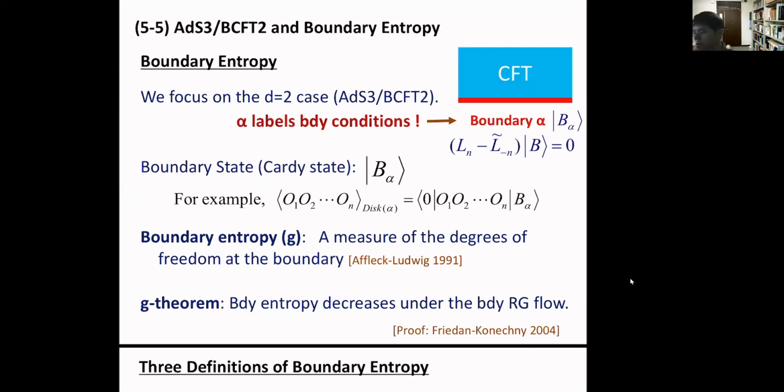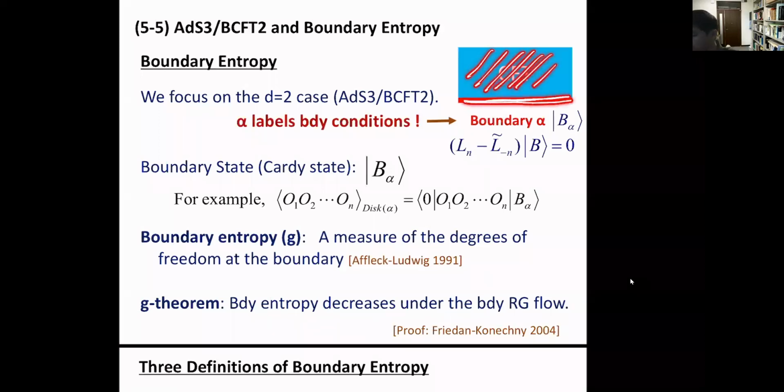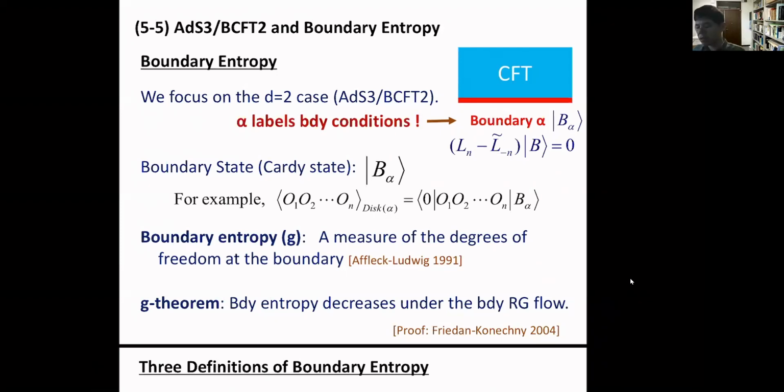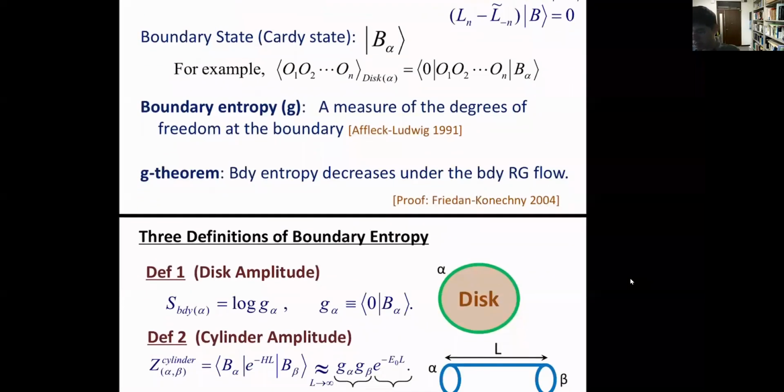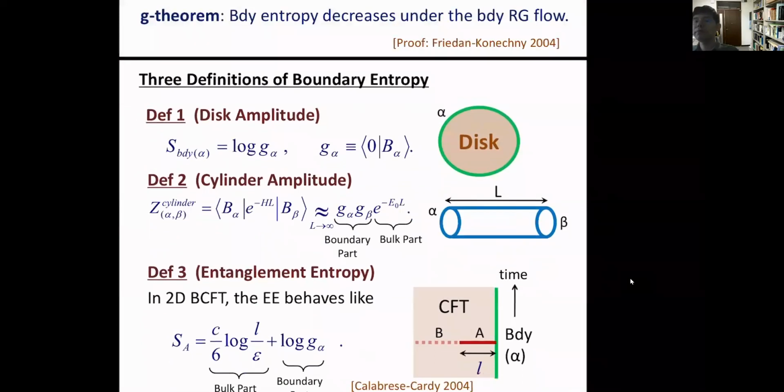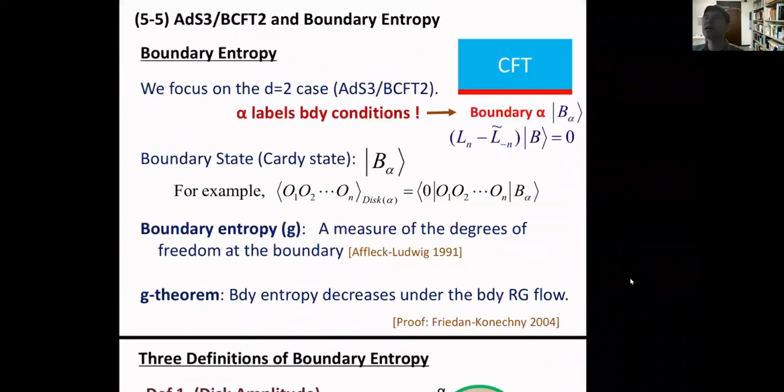Boundary RG flow means that in the bulk conformal invariance is maintained, with no perturbation in the bulk, but we have some perturbation only at the boundary, and that triggers a boundary renormalization flow. In that case, the central charge does not change, but the g function decreases. This g function is also called the boundary entropy. I will discuss the definition and so on later. Okay, I think I will stop here.